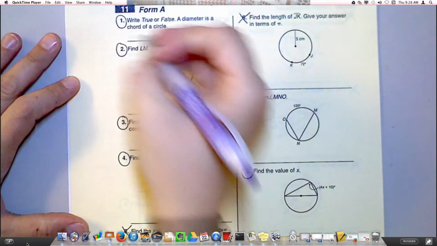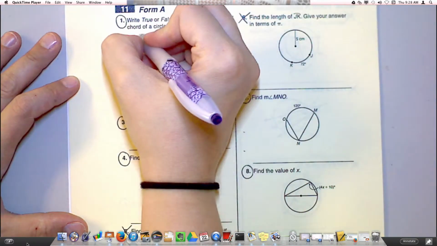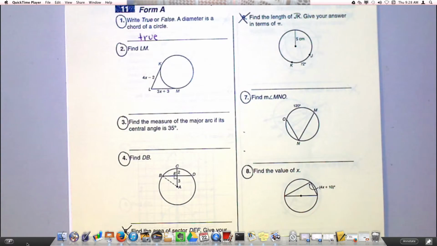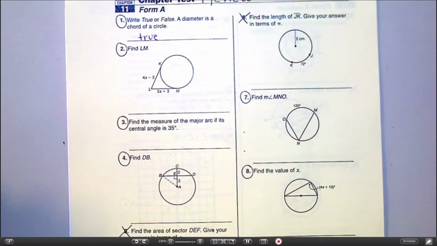True, a diameter is a chord of a circle, because its endpoints are on the circle. It just goes right through the center instead of being anywhere else on the circle.